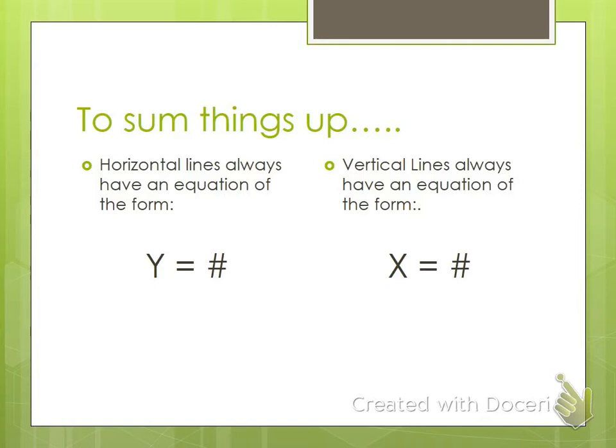So, to sum things up, really just hit it home. Horizontal lines will always have an equation of the form y equals a number, not a hashtag. This is a number. I'll write that in there for those of you that aren't sure. A number, not a hashtag. Vertical lines will always have the form of x equals a number, not a hashtag. Okay. That's just kind of a wrap up. Commit that to memory, memorize it, love it, use it, all those good things.